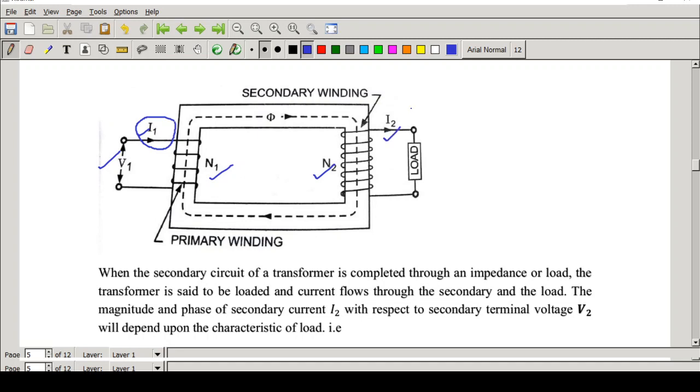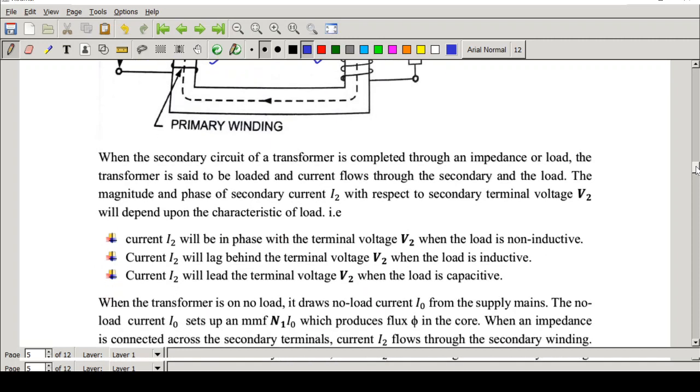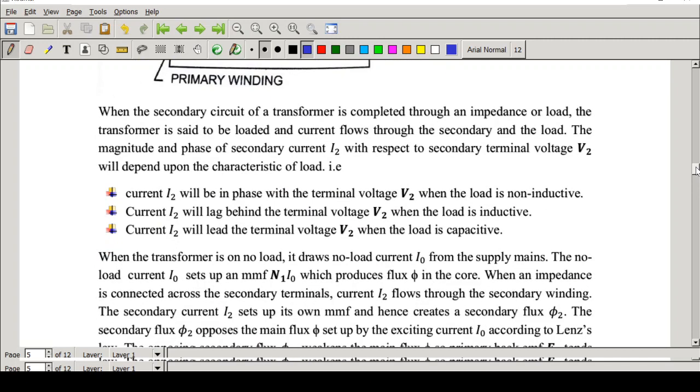I2. See here, now there is a current flowing through the load. That current you take as I2. So I2 is no longer 0. It has a value. And you can also see the flux which is linking both the primary and the secondary winding. Now what will be the effect when the transformer is loaded? That is, when the current starts flowing through the load, what will happen? The very important thing about this transformer is that the current flowing through the load, I2, will depend on the type of the load. First we will see that.